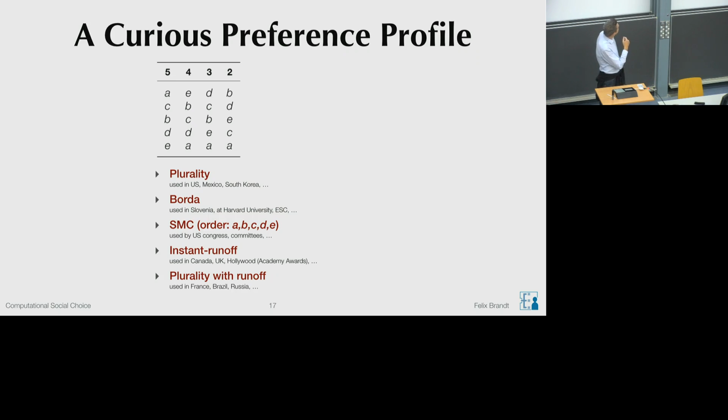Okay, so we have 14 voters. Maybe let me quickly explain how this thing is being read here. We have 14 voters because the number on top of each column states how many voters have this preference ranking. 5 voters think A is better than C, then B, then D, then E. 4 voters think E is the best, then B, then C, then D, and so on. So the numbers on top of each column represent the number of voters that have these preferences.